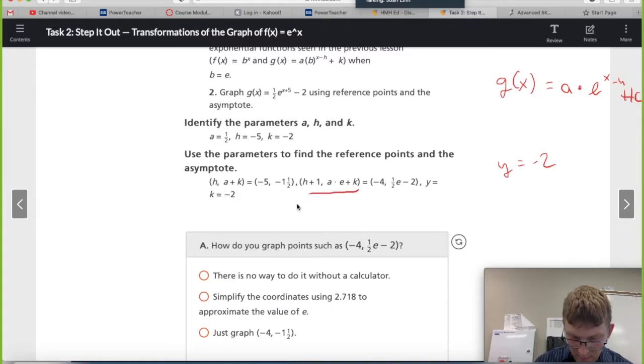So then our second point, we've got h plus 1, so that's going to be negative 4. Then we have 1/2 e minus 2, and then we're good to go.